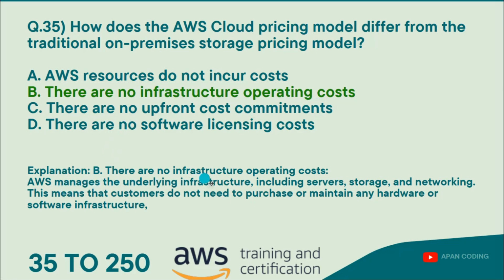It's important, friends. Explanation is here. AWS manages the underlying infrastructure including the server, storage and networking. This means the customer does not need to purchase or maintain any hardware or software infrastructure, right, friends? There is no need to purchase any hardware or infrastructure, or to care for and store the storage devices. Okay, so the pricing model is the difference of the AWS account.